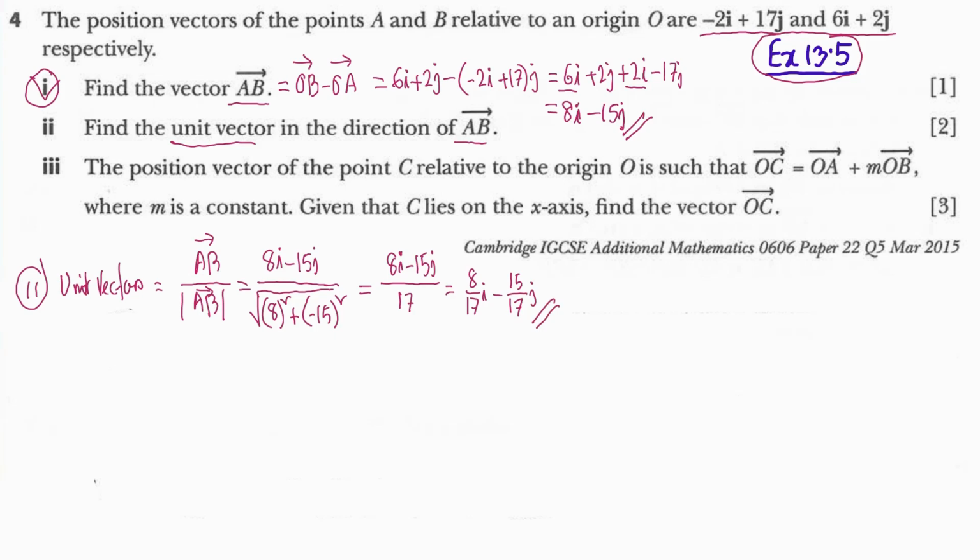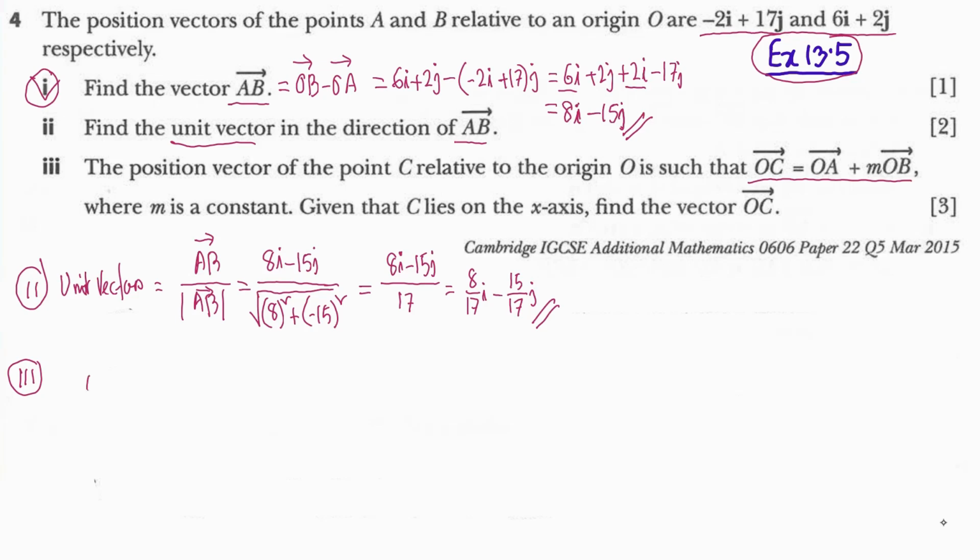Hope it is clear. Then the third question is a common question in every single chapter. In the third part, they ask you to find a constant. The position vector of C relative to the origin: OC equals OA plus m OB, where m is a constant, given that C lies on the x-axis. Find the vector OC. So we can write the whole expression: OC equals OA plus m of OB.